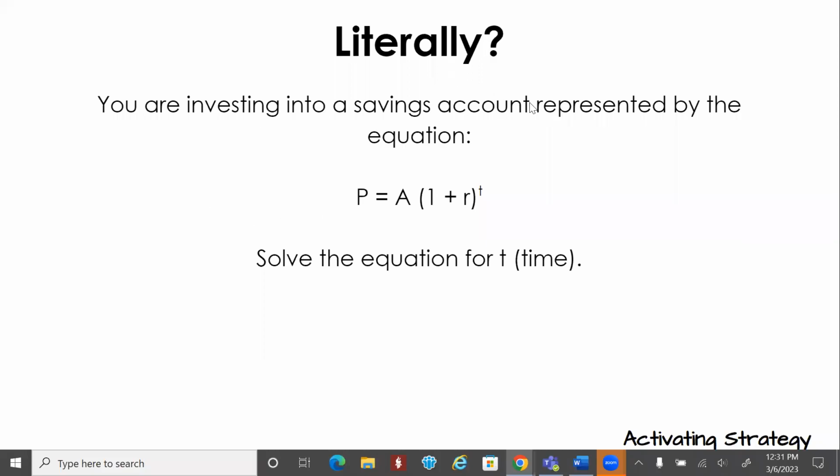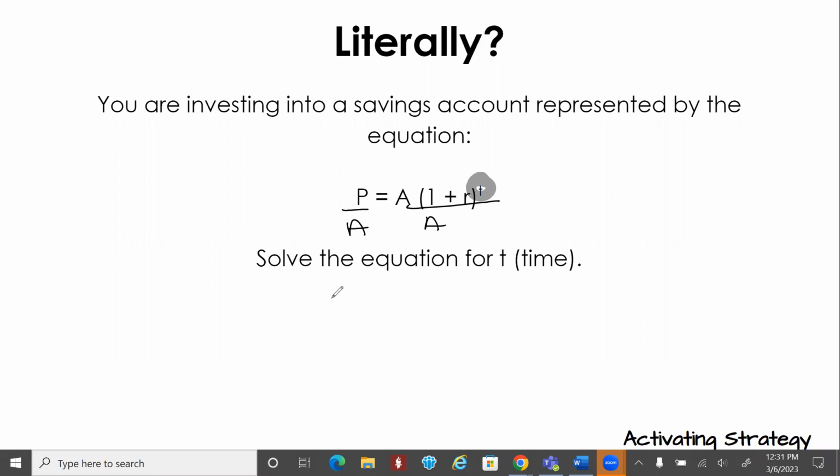You are investing into a savings account represented by this equation. Solve the equation for t. We're trying to get t by itself. But what's going to happen is we're going to first divide by A on both sides because we want that 1 plus r by itself.